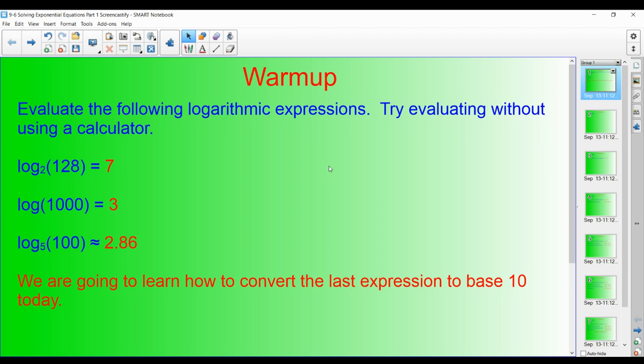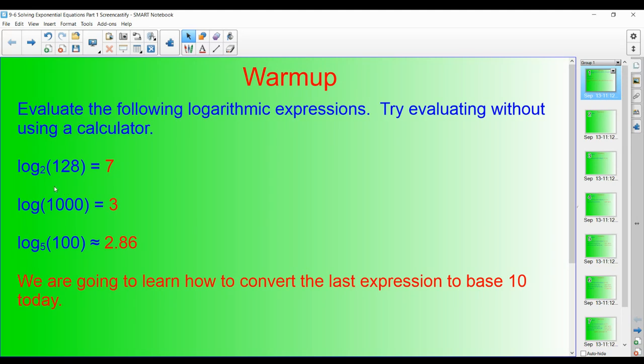Hey everyone. Today we're going to dive deeper into logarithms and their use, their purpose. Today we're going to learn something called the change of base. So the warm-up is evaluate the following logarithmic expressions, and we're going to try to see which ones we could do without a calculator and which ones we need a calculator for.